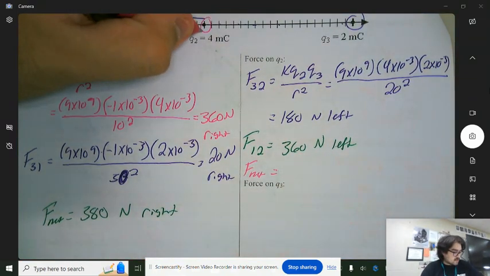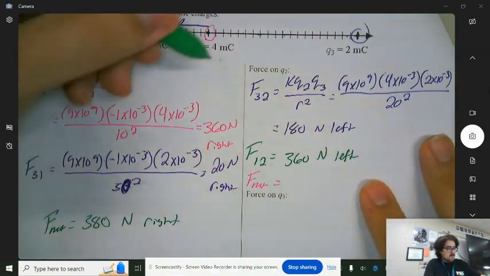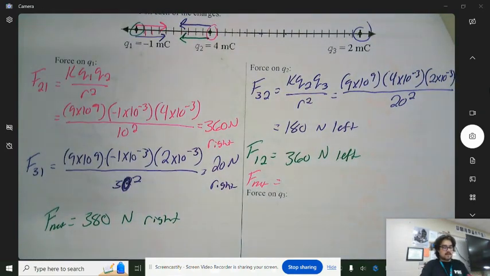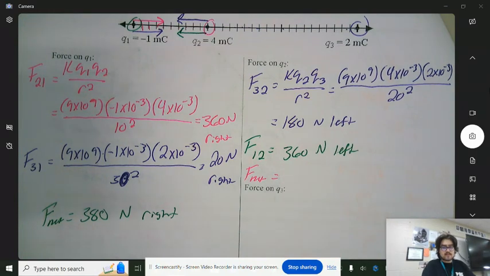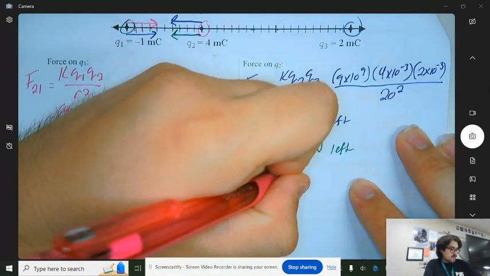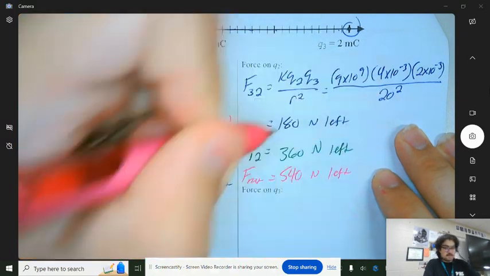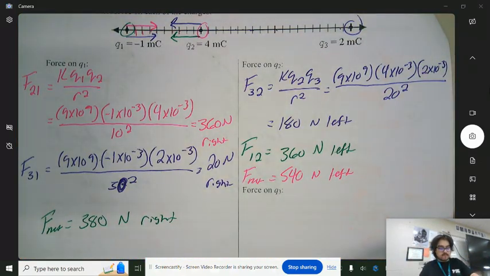And finally, the net force on 2, you're just going to add these up because they both go in the same direction, right? I forgot to draw my arrow on the diagram up here, right? Okay. You're going to add these up because they go in the same direction. 180 plus 360, okay, should give you 540 newtons to the left. Pretty straightforward, right? Beautiful. Okay.